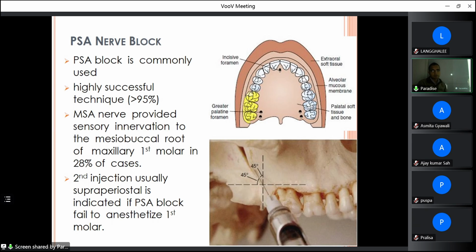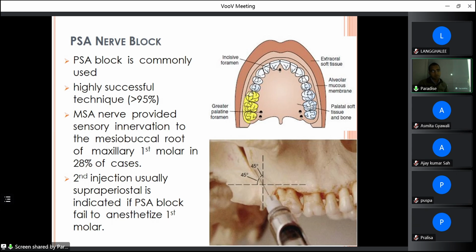What is the rate of deposition of local anesthesia? It is 1 ml per minute. Okay, it has been asked many times. In case of all nerve blocks, whether you are giving local infiltration or nerve block, the rate of deposition of local anesthesia is 1 ml per minute. In case of PSA, you have to deposit 1.8 ml of local anesthesia in the infratemporal fossa.